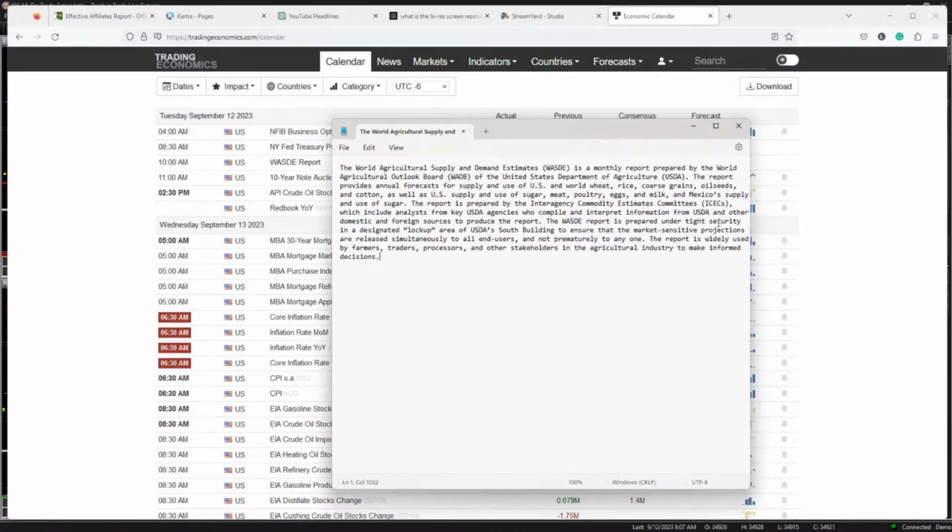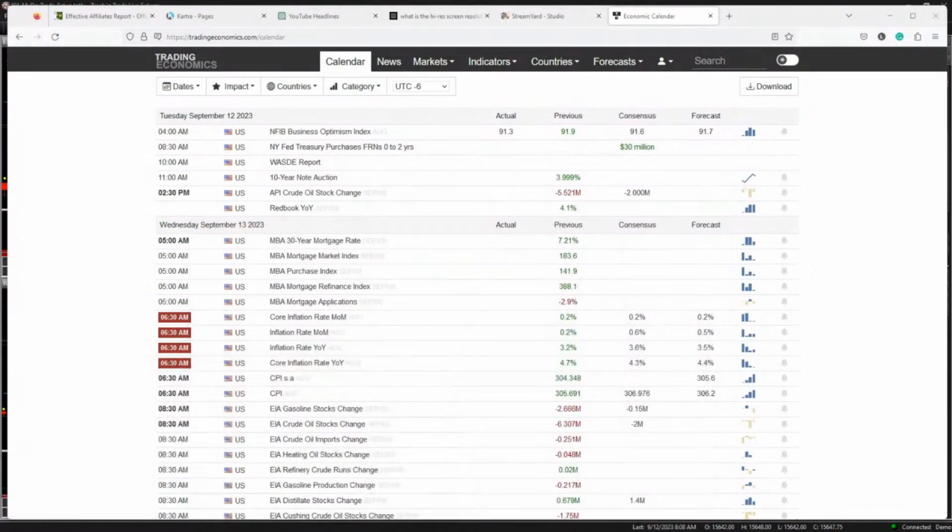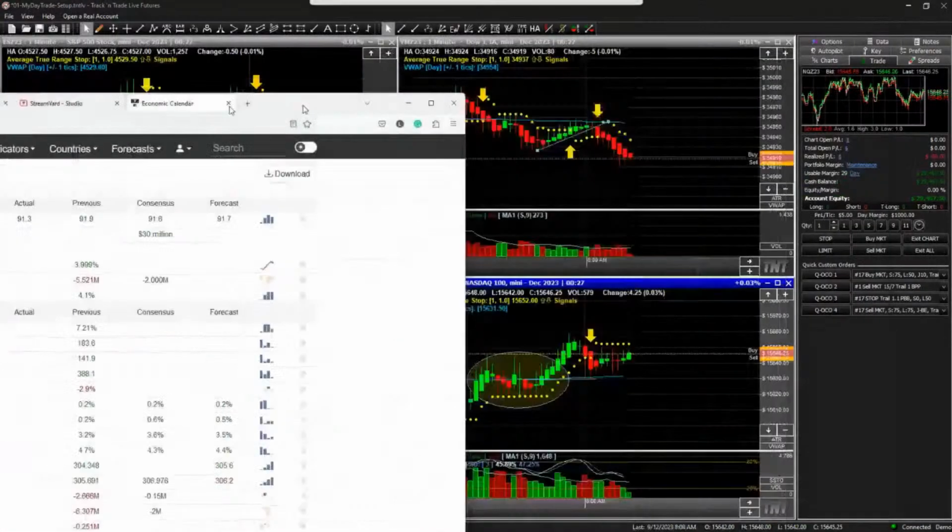The WASD report is prepared under tight security. It is designated a lockup area of the USDA South Building to ensure that the market sensitivity projections are released simultaneously to all end users and not prematurely to anyone. The report is widely used by farmers, traders, processors, and other stakeholders in the agricultural industry to make informed decisions. So where we are in the futures market, this is a very important report to move the traditional commodities, and that's going to come out at 10 o'clock. So be mindful of that, and you can come over and watch those reports.